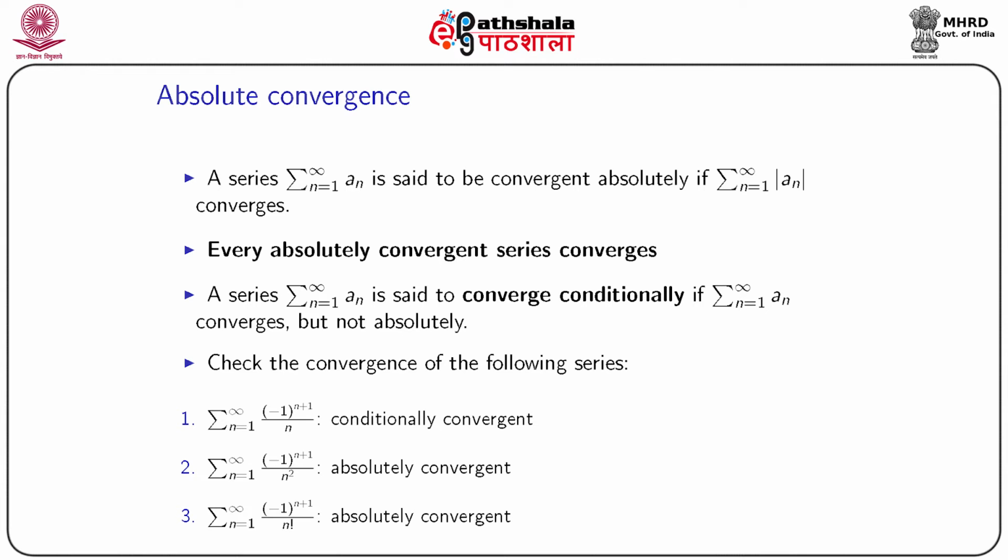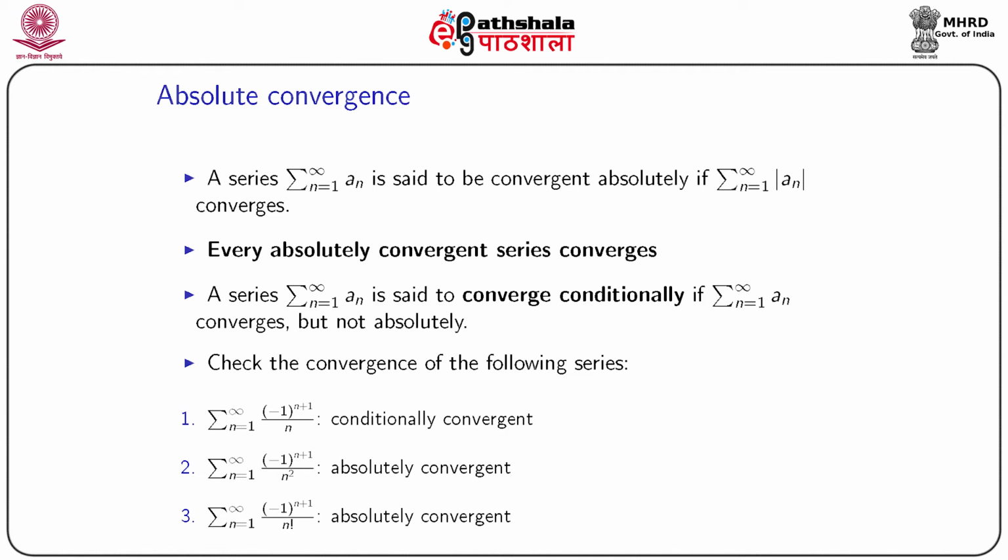That is quite natural. A series sum over n from 1 to infinity a_n is said to converge conditionally if sum over n from 1 to infinity a_n converges but not absolutely. So we will take a few examples to define what we mean by conditionally convergent and absolutely convergent. Now the first series we take is minus 1 to the power n plus 1 over n, sum from n from 1 to infinity. This series is conditionally convergent. But if I take minus 1 to the power n plus 1 over n square, this series is absolutely convergent.